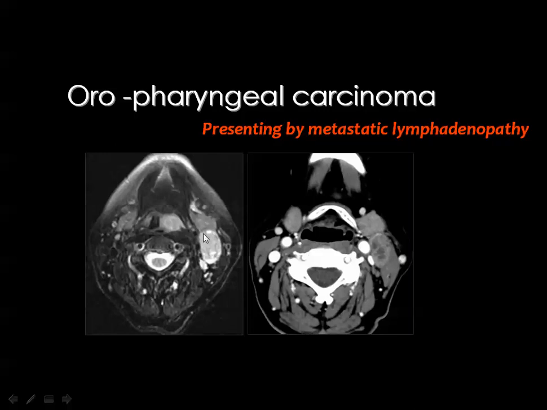Then in the neck, you see a big lymph node, which is heterogeneously enhancing, representing metastatic lymphadenopathy. But this is the submandibular salivary gland on the left side, and this is the submandibular salivary gland on the right side. They are not nodes. This is the metastatic node.